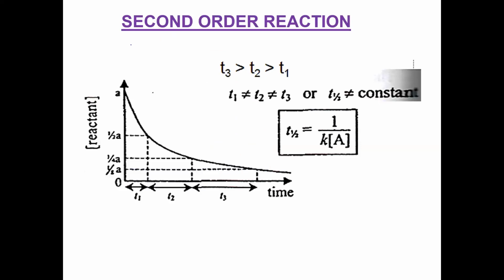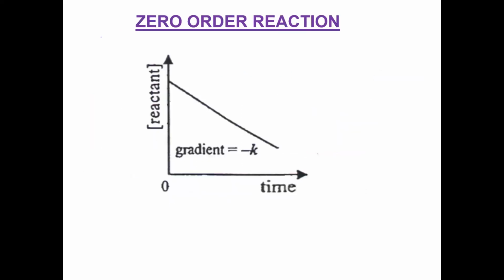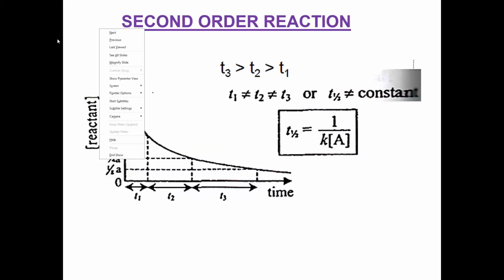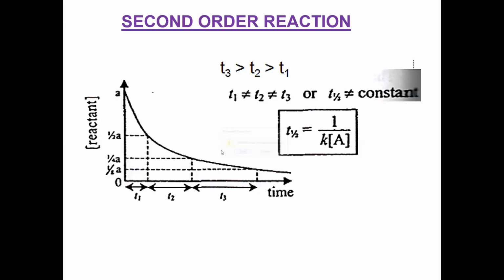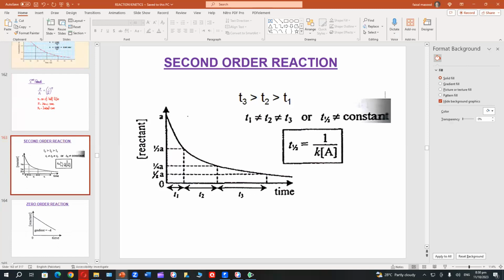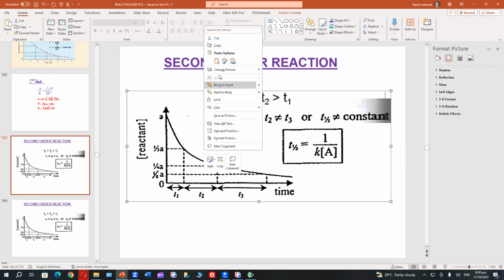Second order reaction. When we talk about a second order reaction, half-life is not constant. In a second order reaction, half-life actually increases gradually, which means that half-life is not constant. Half-life is constant for a first order reaction. A first order reaction always creates a smooth curve. So give the heading, second order reaction.